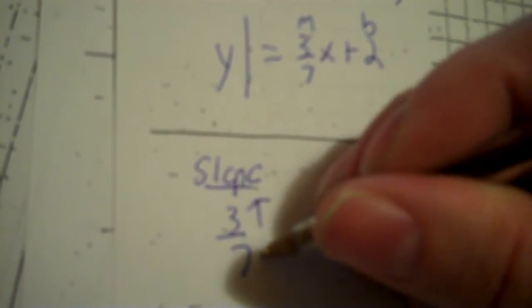So 1, 2. Okay, 3/7. So that's going to be up 3, forward 7. Okay. So 1, 2, 3. 1, 2, 3, 4, 5, 6, 7. Okay, you can't do it again. That's okay. Can't get 3 points, that's just fine. So there's your line, okay?